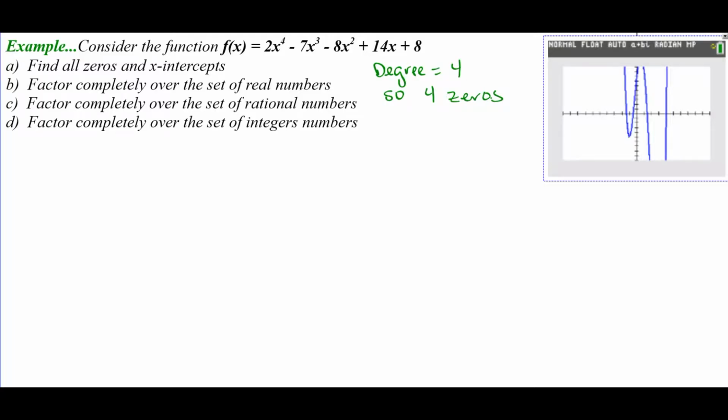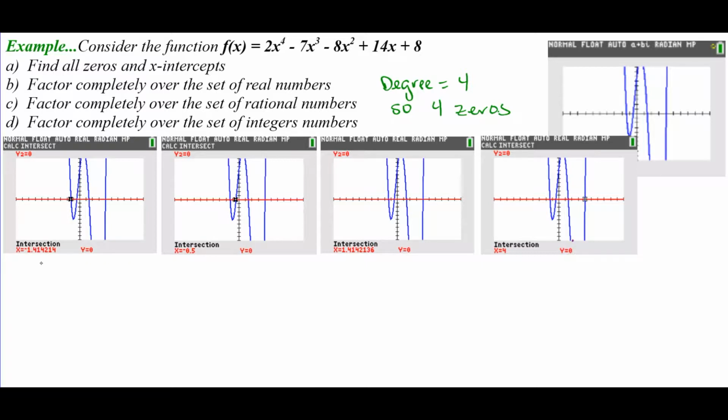Here's another example of a polynomial. We're going to find the zeros and we're going to factor over several different sets of numbers. So the first thing that we want to do is to graph this and find any rational zeros that we can from the calculator. From this first graph, it appears that this leftmost zero is irrational.